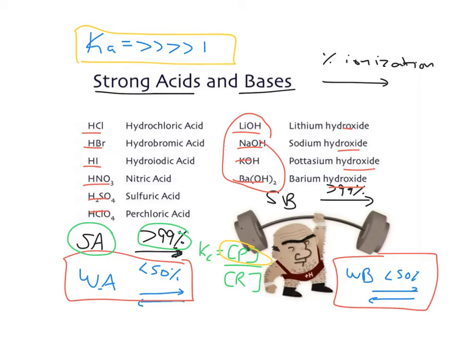Weak acids, on the other hand, ionize less than 50%, and so they have more reactants. When you look in your data booklet, most of those acids are weak acids, where they ionize less than 50%, and their Kcs, or their Kas, because they're acids, are less than 1.